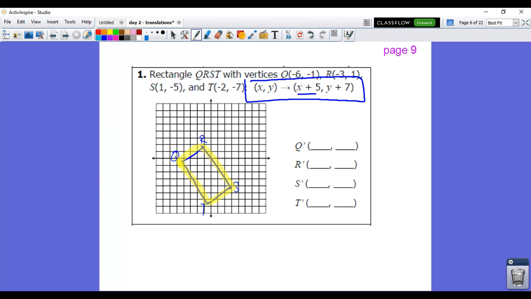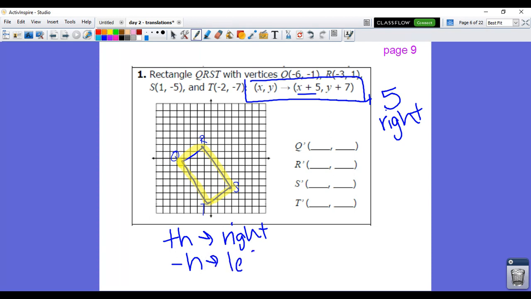What this means is our figure is going to shift 5 units to the right. Now, how do I know that? Because it's a positive 5. Positives go towards the right, negatives go towards the left. Let me rewrite that. So positive h is the right, negative h goes towards the left.